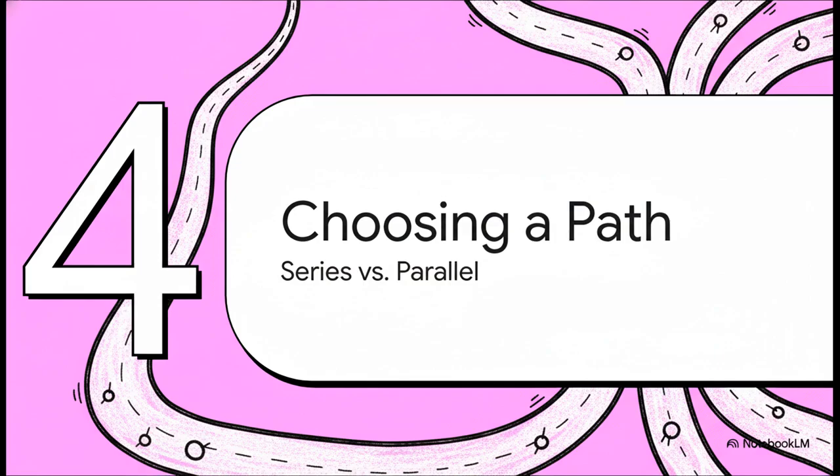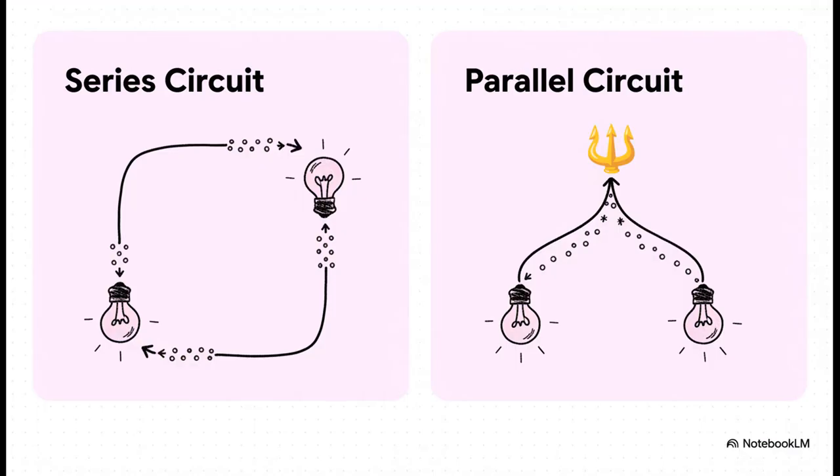Now they have to actually navigate the layout of the circuit. And there are really 2 main kinds of road systems they're going to find, one with just a single lane and another that has a bunch of forks in the road. So in a series circuit, there's only one path, kind of like a 1-lane road. That means the current is exactly the same everywhere, but the voltage, that push, gets shared among all the components along the way. But in a parallel circuit, the road splits. The current actually divides up. But, and this is the key part, the voltage is the same across each of those separate paths.